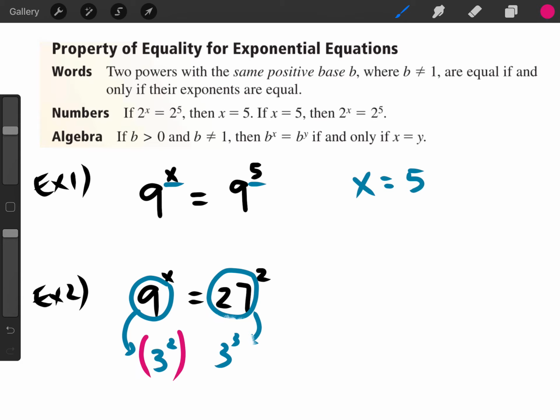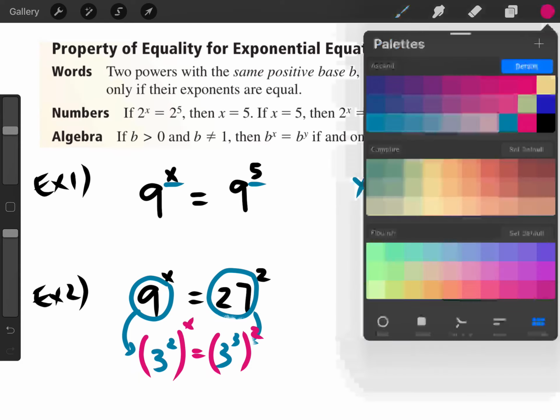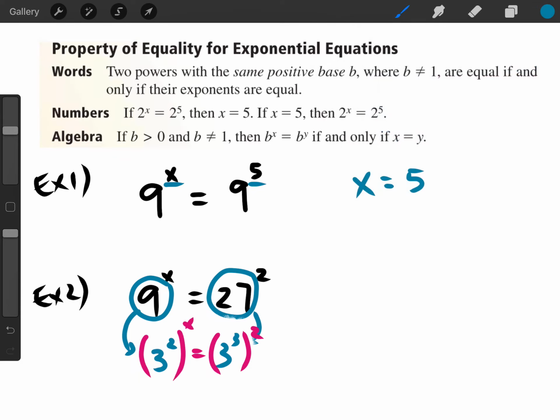Okay, so after I rewrite 9 as 3 squared, I cannot forget about the x in the exponent and then the 2 in the exponent. We still want to set it equal to each other. And then the next thing I want to do is multiply the 2 and x, so that will be 2x equals 3 times 2, that will be 6. The reason why I'm writing it like that is because I already know the bases are the same, so I'm just comparing the exponents. So x equals 3 in this case.